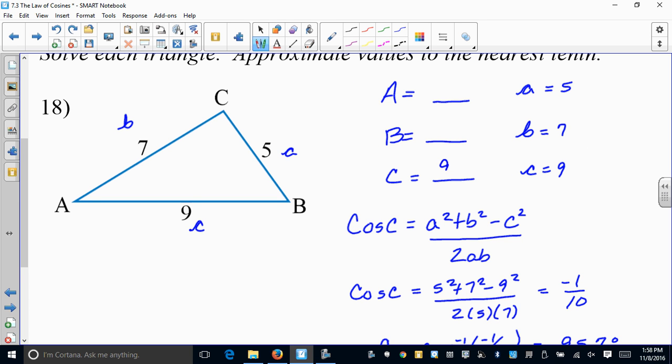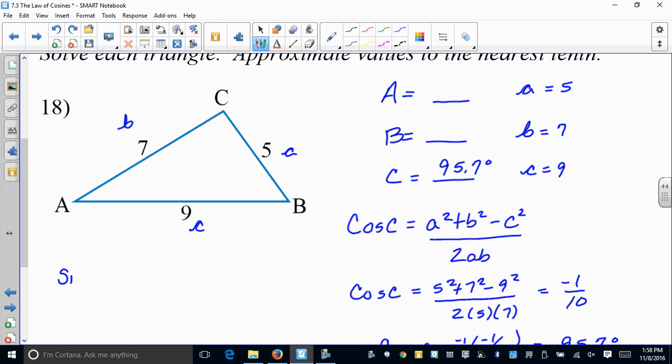So there's this one, 95.7 degrees. Okay, and from there it tells you it doesn't matter which angle, because we now know that this is a 95-degree angle. Find B, A or B. So I am going to go for B, angle B.